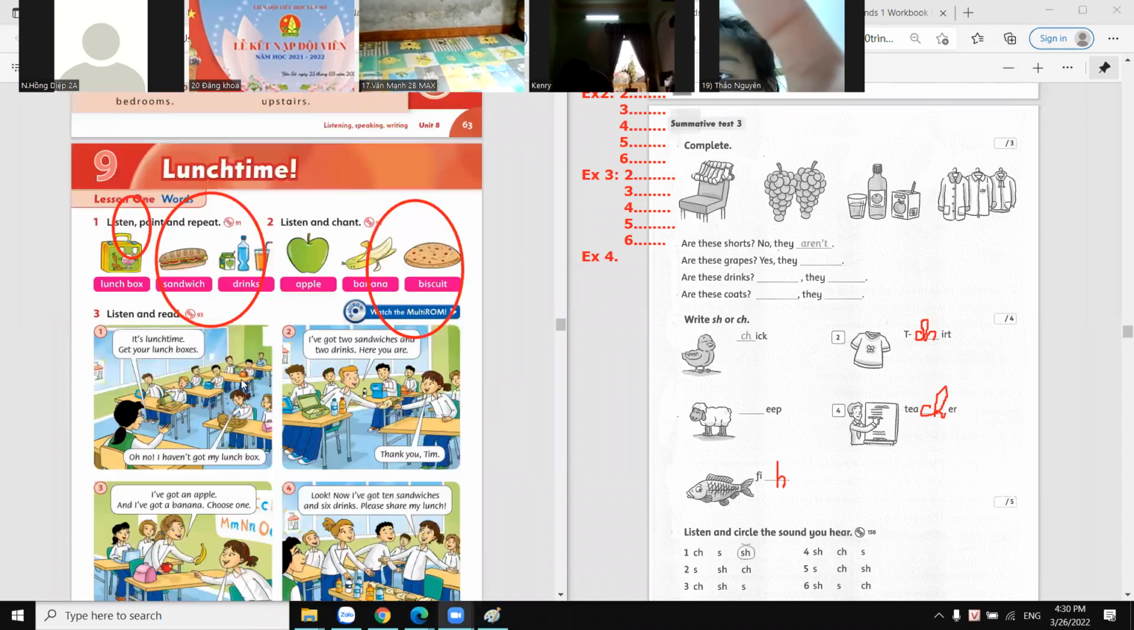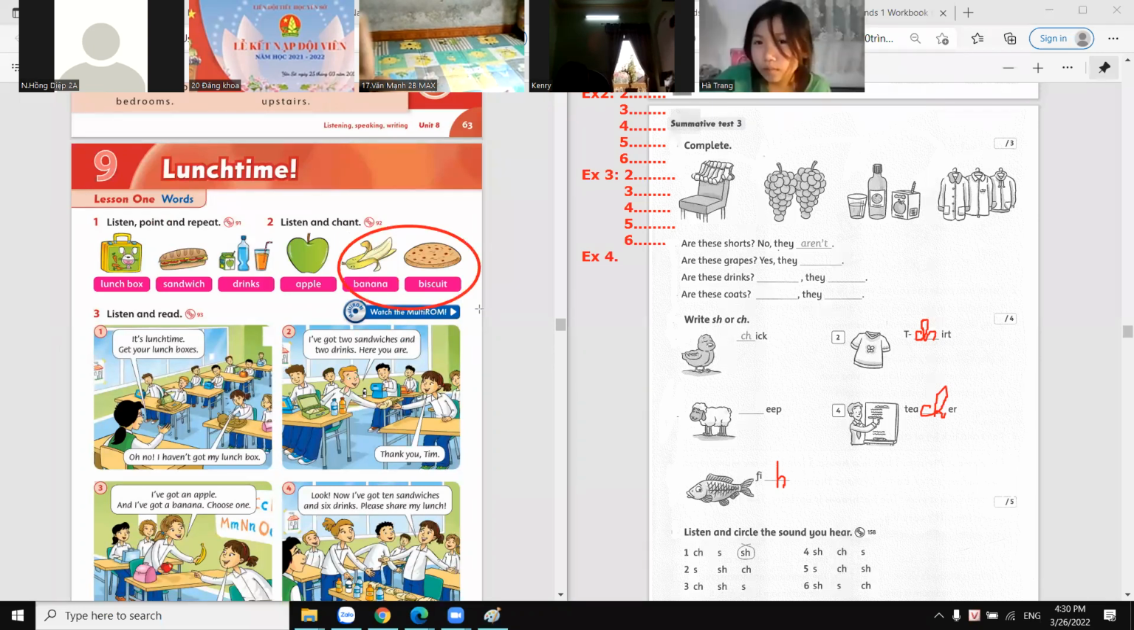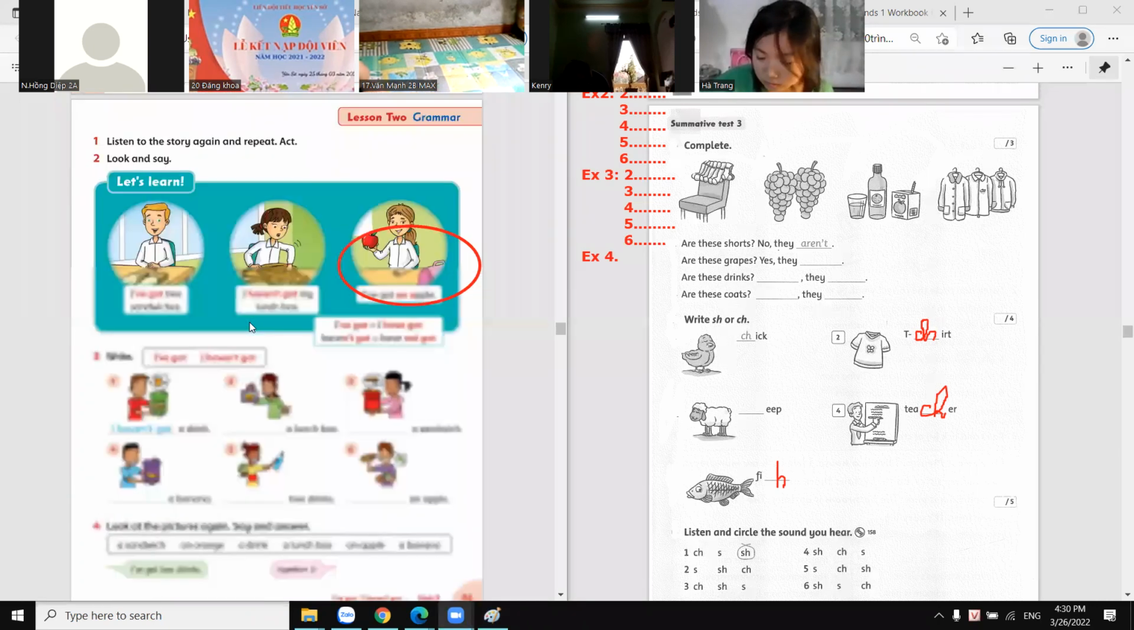Next one. Tell me about the lunchbox. Food and drinks topic. What have you got in your lunchbox? I've got a banana and biscuits. And a biscuit. Yeah, well done. You did it well.